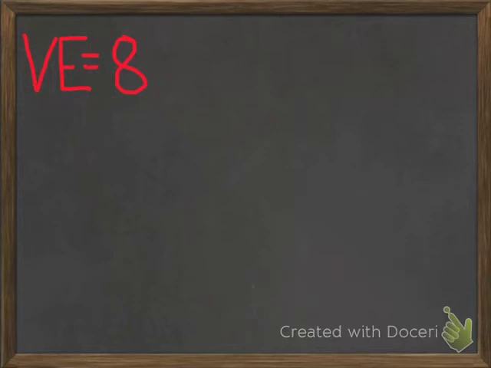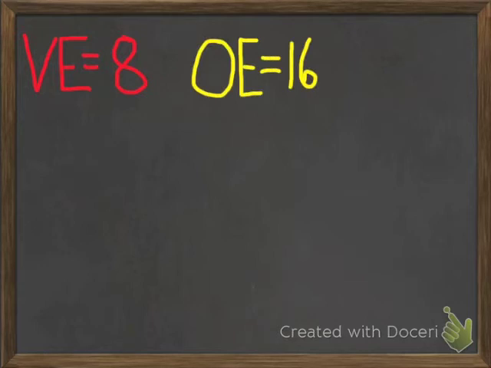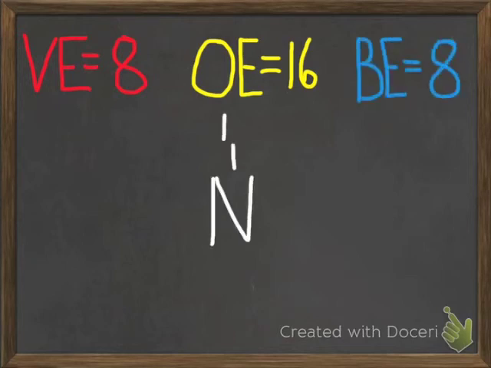Now we need to find our octet electrons. Nitrogen wants to have 8 electrons, and each hydrogen wants to have 2. But we have 4 hydrogens, so all of the hydrogens together would want to have 8 electrons, and then the nitrogen would want to have 8 electrons. So that means our octet electron number is 16. Now we need to find our bonding electrons. Our OE minus our VE is 8, so that gives us 8 bonding electrons. So we can draw those in around our nitrogen.